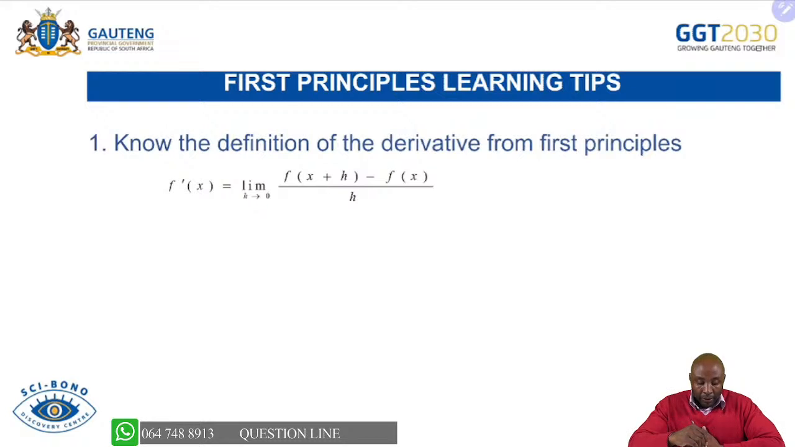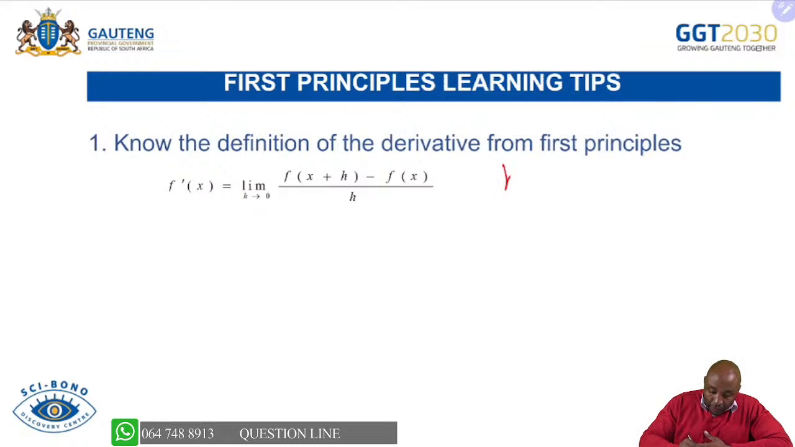But we know that this should work because we are making h as small as possible, but we are not making it exactly equal to 0. As we know in mathematics, we cannot divide by 0. Now, I will give you tips on how first principles works. We must know the definition. And remember, we are not always dealing with f of x. It can be g of x. It can be y equals. We know the different notations that we use for functions.